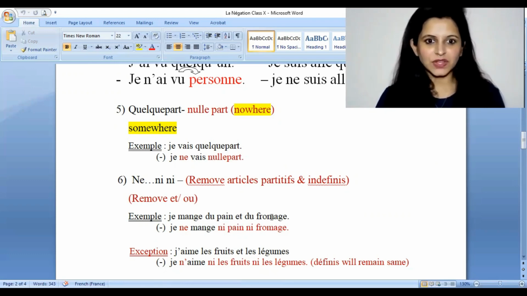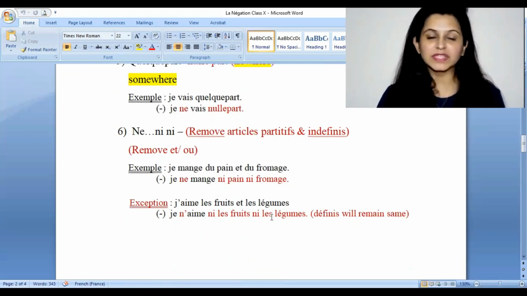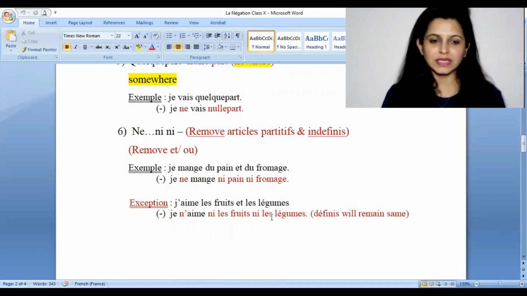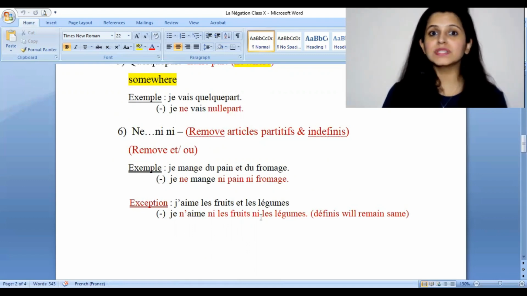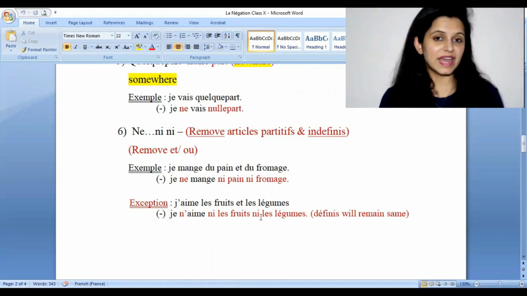Yes. So let's see another example here. But this is not the case with definite articles. In definite articles, you have to copy the definite articles. So let's see one example of definite articles. J'aime les fruits et les légumes. I like fruits and vegetables. And now I want to make neither nor. Je n'aime ni les fruits ni les légumes.